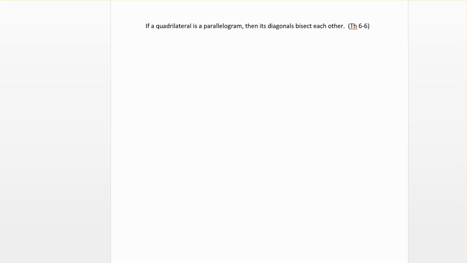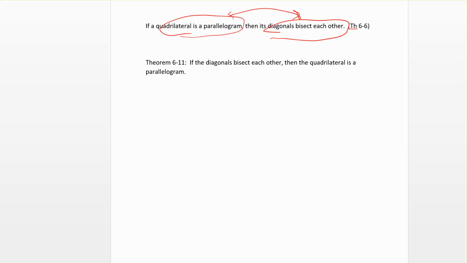Theorem 6.6 came from the previous section. If a quadrilateral is a parallelogram, then its diagonals bisect each other. They cut each other in half. Well, theorem 6.11 is just going to be the converse of this one. We're going to take "diagonals bisect each other" and "quadrilateral is a parallelogram," and flip them to get theorem 6.11. If the diagonals bisect each other, then that four-sided figure must be a parallelogram.